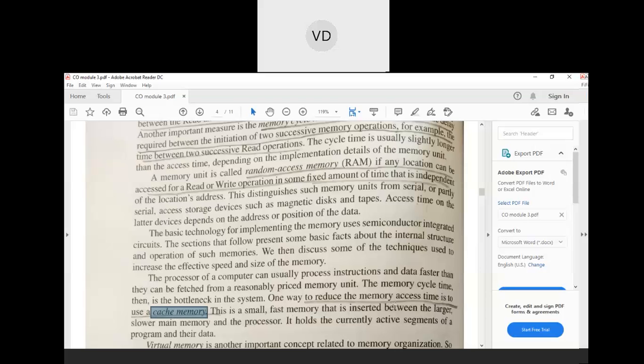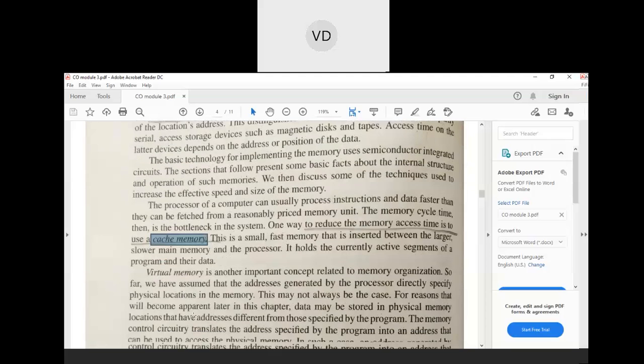To reduce the access time, what do you mean by access time? The time to get the data. To reduce the access time, we use this cache memory. If we take less time to get the data, then we execute whatever task we have at high speed. That is why we use this cache memory.